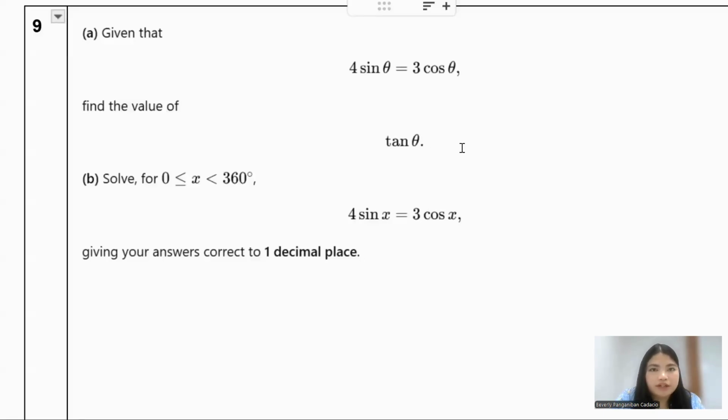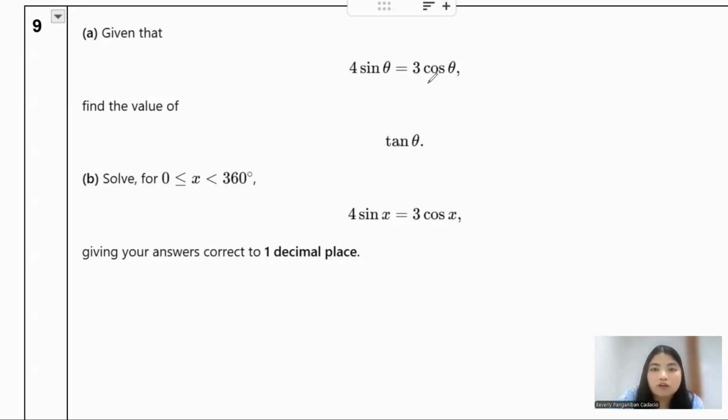Okay, next we have number 9, a trigo equation that you need to solve. So for sine theta is equal to 3 cos theta, we need to get the value of tan theta. This is very easy because you need to get only the tan theta. So in what trigo function do you think we will have tan? Tan is equal to sin over cos.